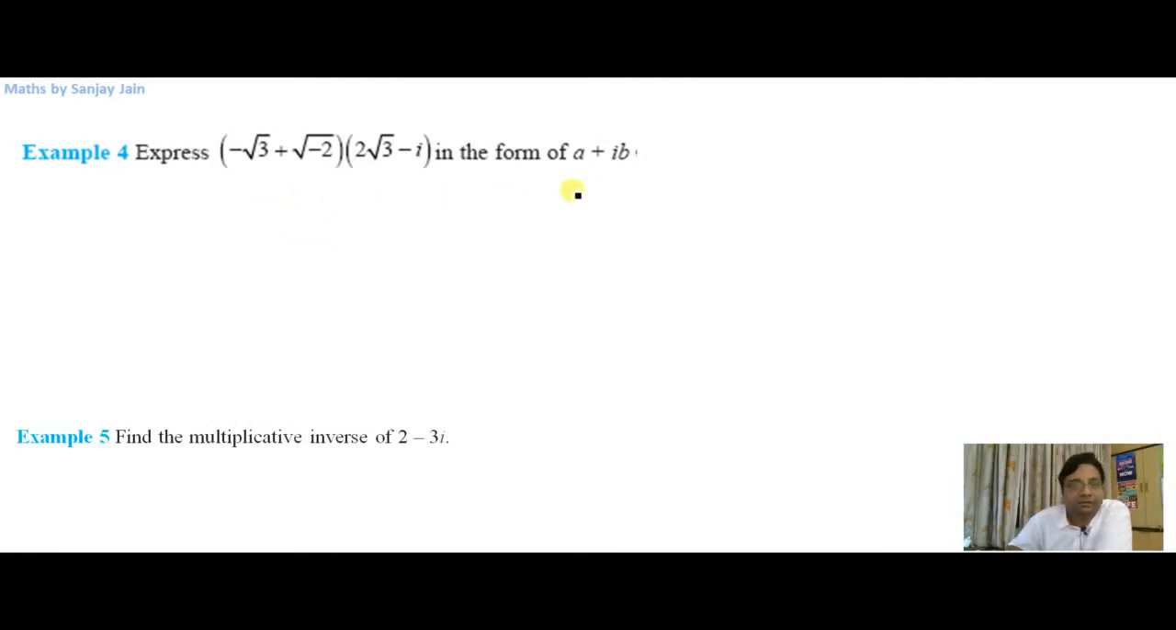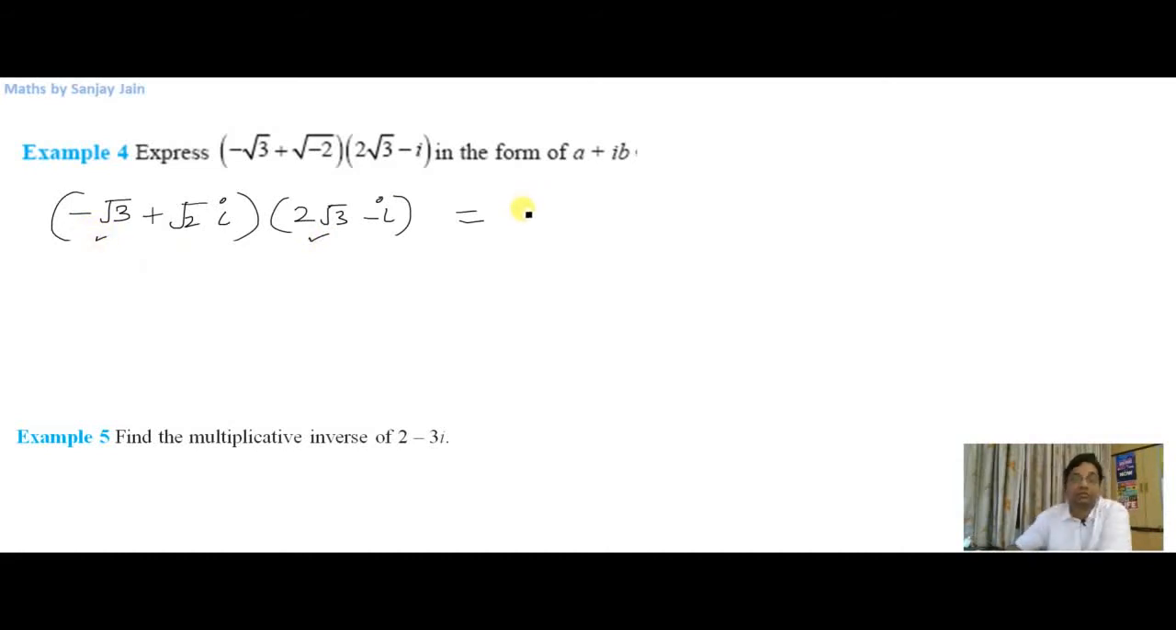A plus B iota form I want to write it in. So let us first of all write it once again. Minus root 3 plus, and then this is root of minus 2. So can I write it as root 2 iota, right? And this is 2 root 3 minus iota. So let us multiply them first. So I am multiplying this with this first.